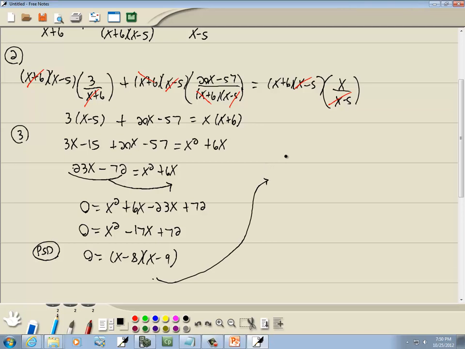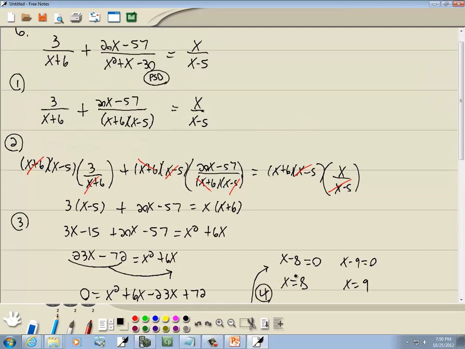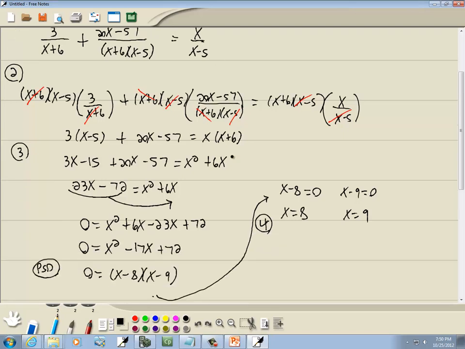Zero factor property. You get 0 on one side, you factor the other side, you set each factor equal to 0. So I'll set x minus 8 equal to 0 and x minus 9 equal to 0. And we get x equals 8 and we get x equals 9, maybe. Remember, step 4 is we have to check those answers. If I put 8 and 9 back up here, 8 plus 6 is not 0, 8 minus 5 is not 0. If I put 9 up here, 9 plus 6 not 0, 9 minus 5 is not 0. And since this here in the middle is a product of the other two, I don't need to check them. So our two answers are 8 and 9.